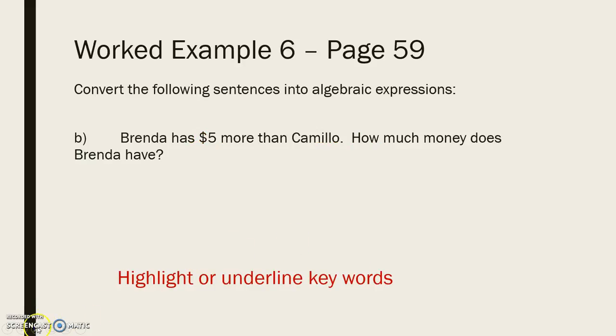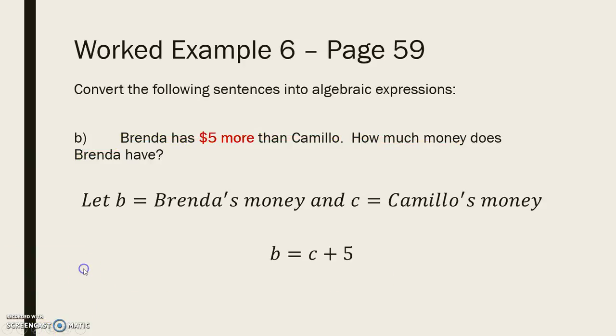Alright, let's go through this one. Using our see, plan, do, check method, let's see what we know. Brenda has 5 more than Camillo. 5 more than means addition. What are we after? How much money does Brenda have? Now, I've highlighted most of the words there, but that's because it's a simple problem as far as the words. Let's have a look. Key bit there is 5 more than.